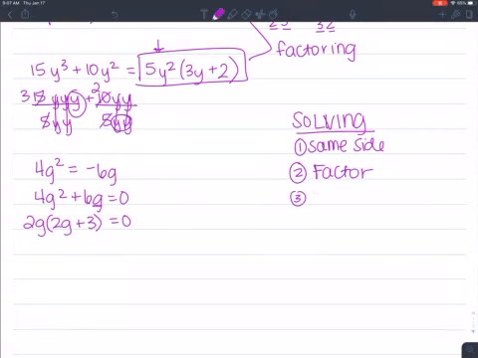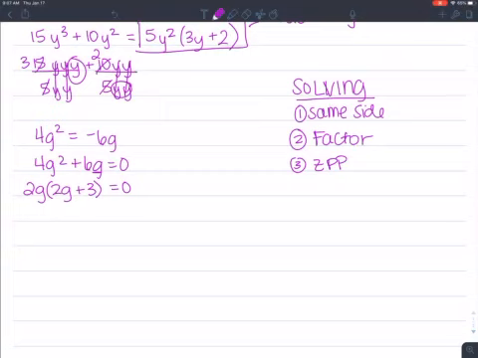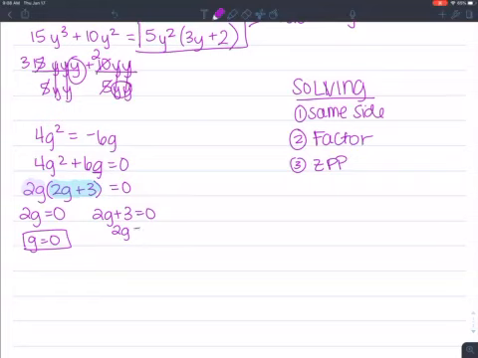And then I'm going to use my zero product property to say that this factor must equal 0, and so must this factor, because they multiply to give us 0. So 2g equals 0, and 2g plus 3 equals 0. If I divide both sides by 2, then I get g is 0. And then this one, I'm going to have to subtract 3, and then divide by 2. So negative 3 halves. And that would be my other solution. So my last step was to solve.